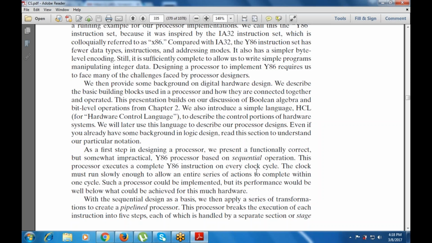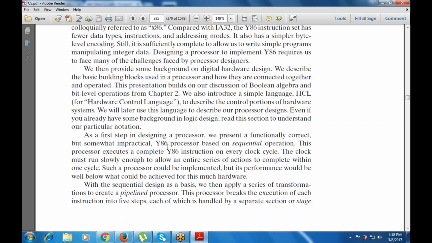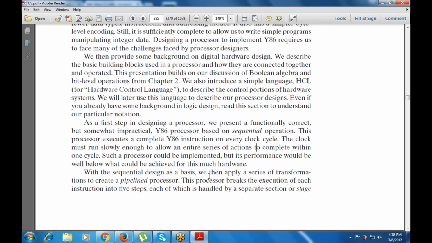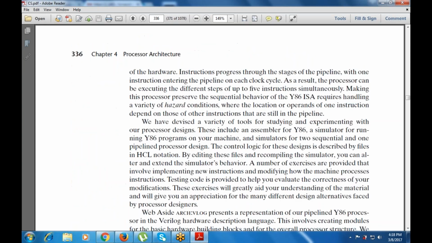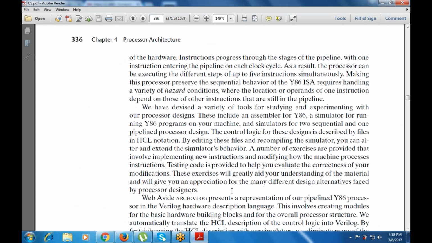With a series of transformations, we then create a pipelined processor. This processor breaks the execution of each instruction into five steps, each of which is handled by a separate stage of the hardware. There are multiple hazard conditions, where the location of the operands of one instruction depends on another that is still in the pipeline.